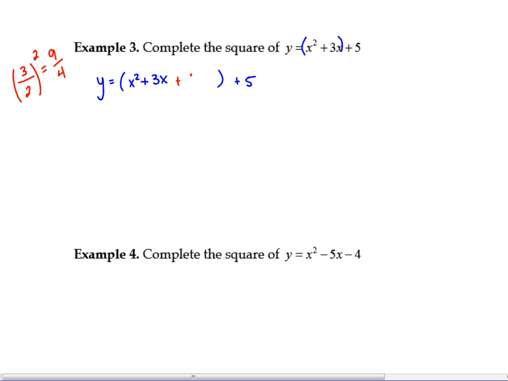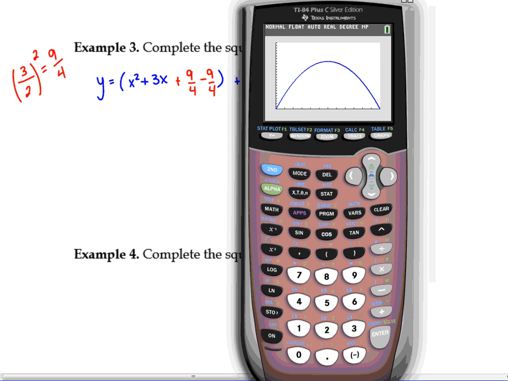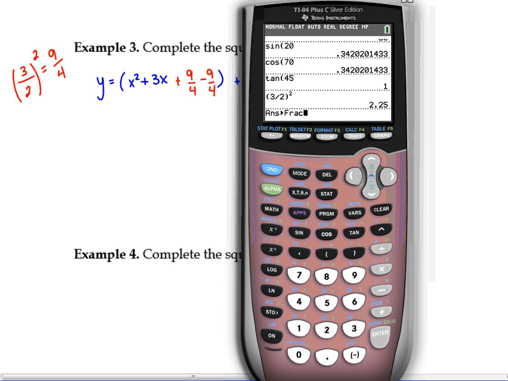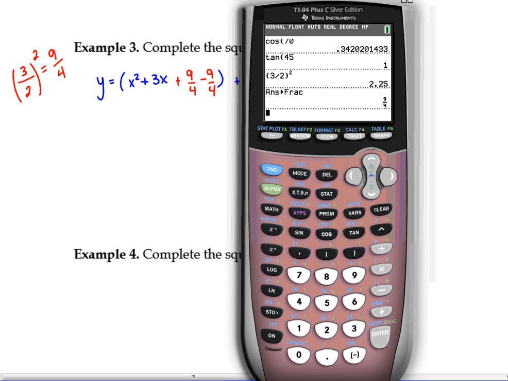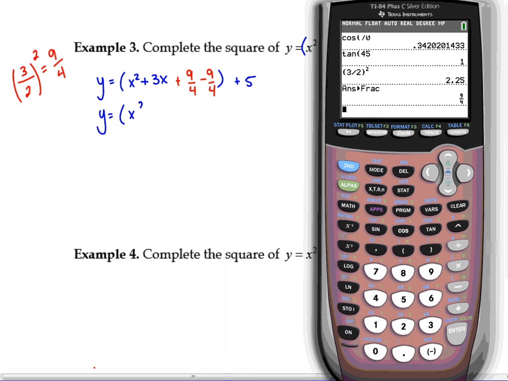We are going to add 9 over 4 and subtract 9 over 4. If you use your calculator, yes, it can do this for you. 3 divided by 2 squared, and then you go math, enter, enter, 9 over 4. Next step, take out the minus 9 over 4. Good. So we're going to move that outside.